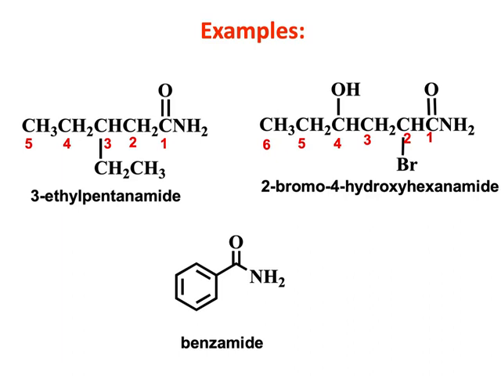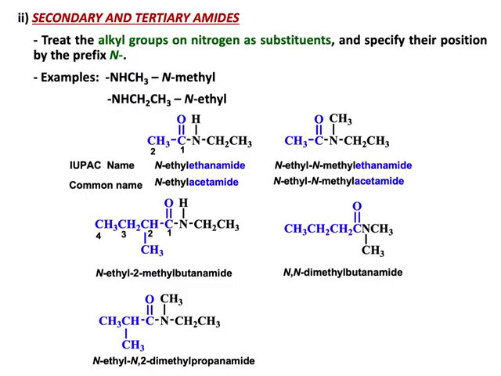So here is an example for amide. You can study and learn more about amide naming or nomenclature. This one is for secondary and tertiary amide. It means an alkyl group on nitrogen as a substituent. So specify their position by the prefix N.